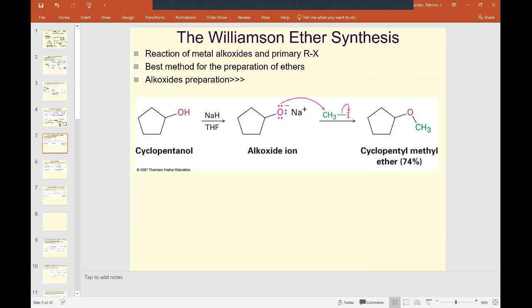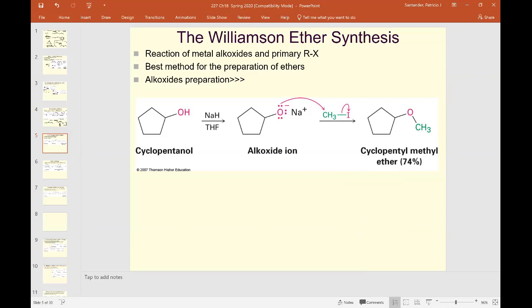Another method that is a little more general, and that will allow you to prepare non-symmetrical ethers, is the so-called Williamson ether synthesis. This is the method that was invented more than 150 years ago, and it's still used. It still works pretty well.